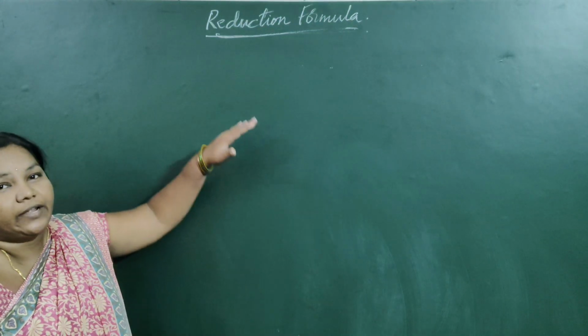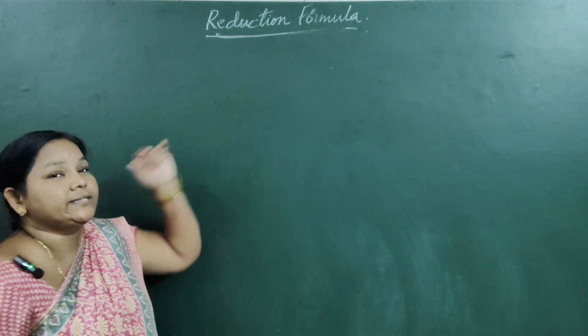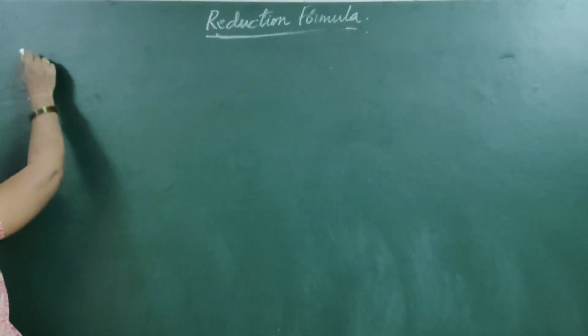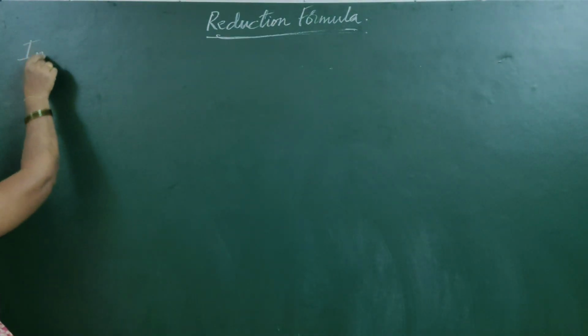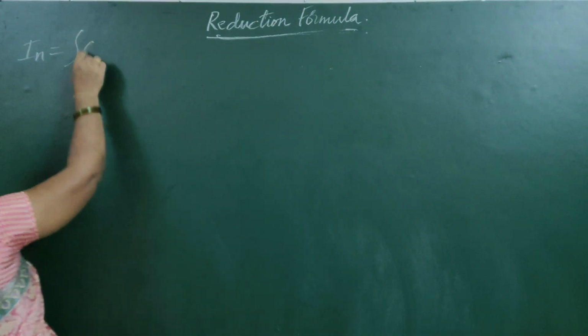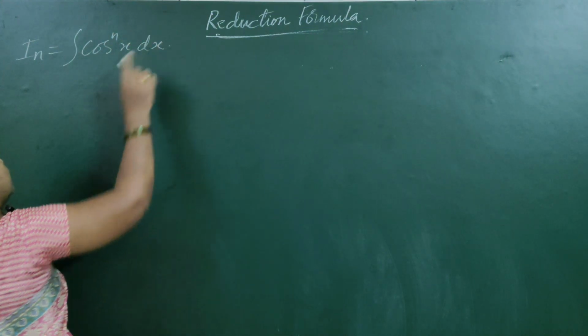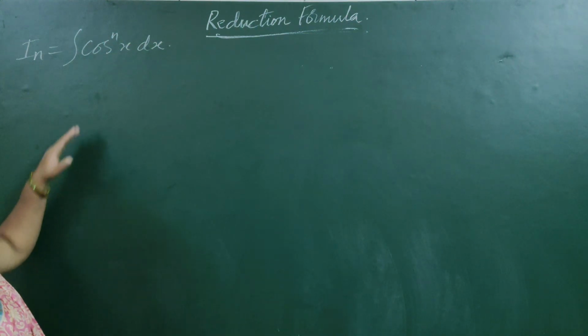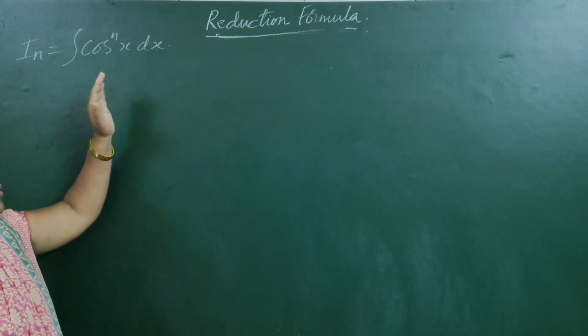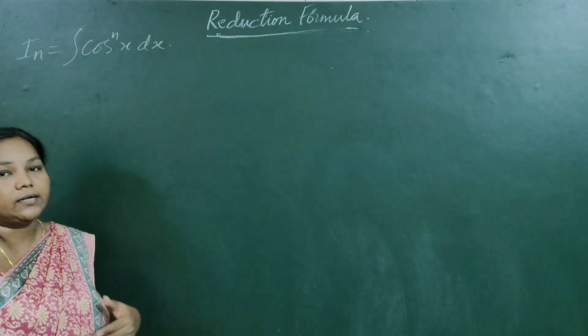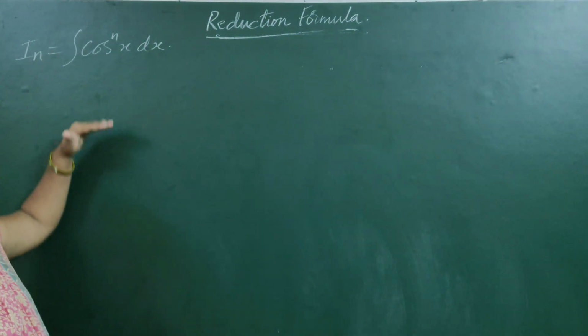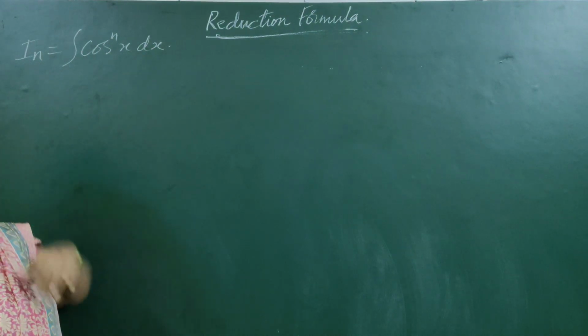ఈరోజు టాపిక్ ఇంటిగ్రేషన్లో రిడక్షన్ ఫార్ములా, దట్ ఈస్ ఇంటిగ్రేషన్ ఆఫ్ cos to the power of nx dx. Let I_n equal the integration of cos to the power of nx dx. See here, for this function there is no direct formula, so convert the given function in terms of 2 so that the value of the given quotient does not change.